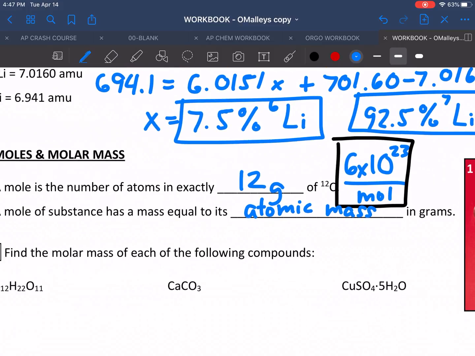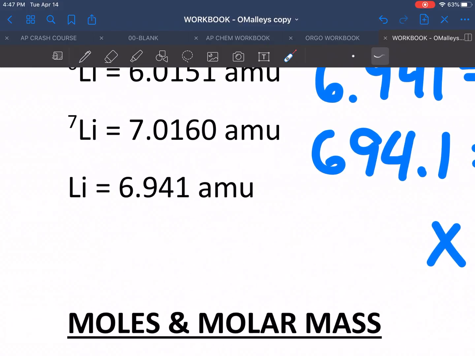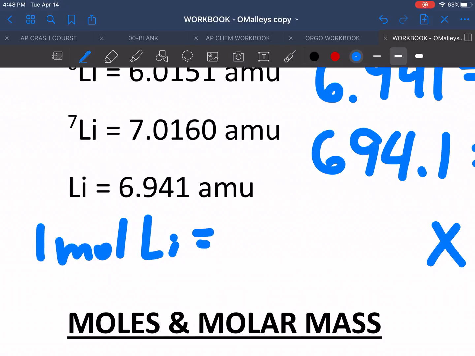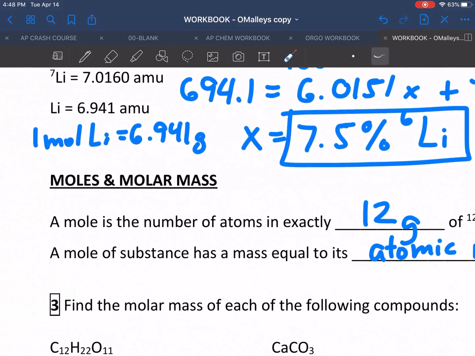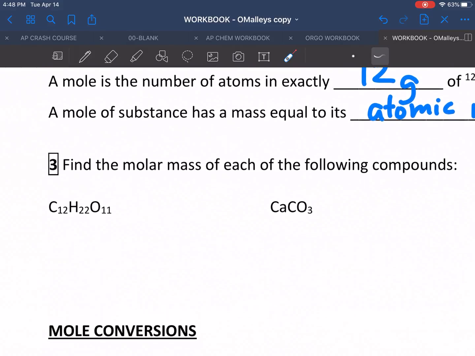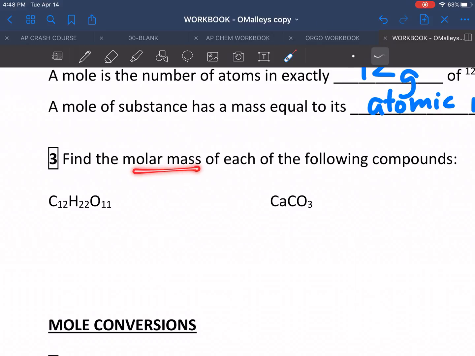What do I mean by that? Well, lithium weighs 6.941 atomic mass units, but that means 1 mole of lithium would be 6.941 grams, because we're scaling it up based on the definition of the mole. And that's true for all the elements you see on the periodic table. So let's practice this and get some molar masses of these compounds.